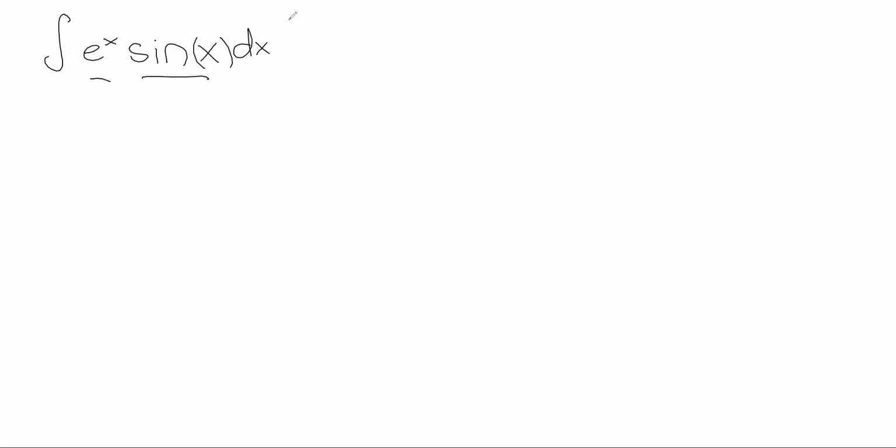It doesn't really matter which one you pick to be u and which one you pick to be v. So I think I'm just going to have u be sine of x, and then dv would just be e to the x. So we know how the process works. We have uv, which is sine of x, and then the v would be the antiderivative of e to the x, that's just e to the x.